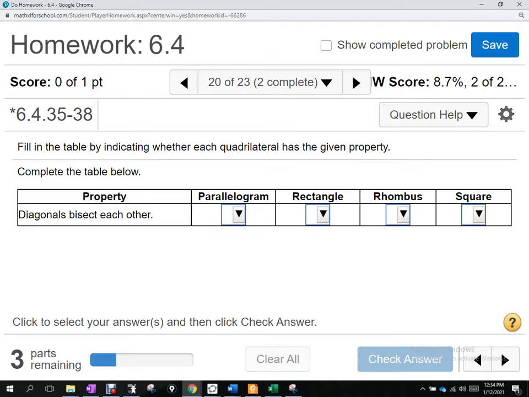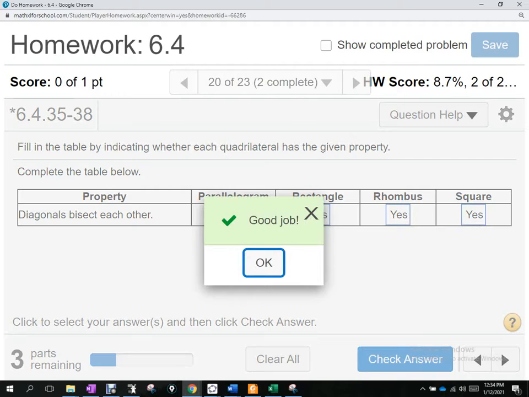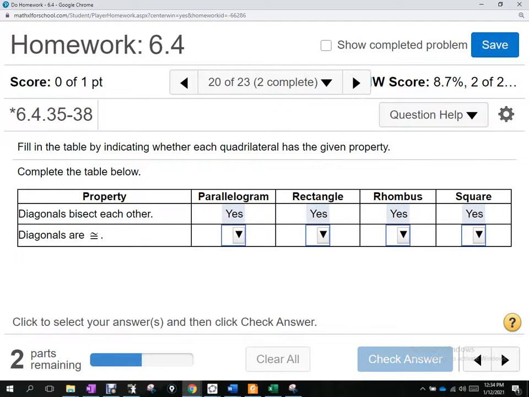Diagonals bisect each other. Does that happen in a parallelogram? Yeah, absolutely. So does it happen in a square then? Or a rectangle? So in all of them. Okay, so if the parallelogram says yes, then all yes. Diagonals are congruent. Is that true in a parallelogram?